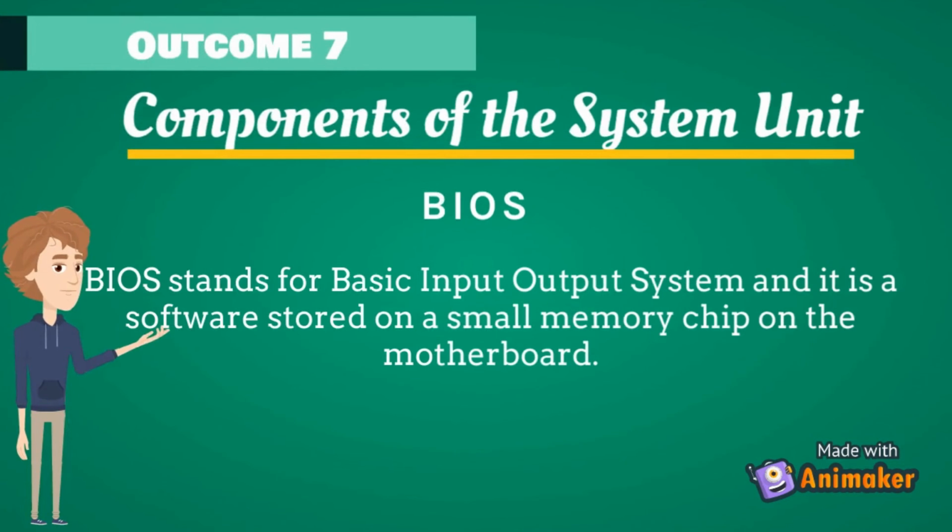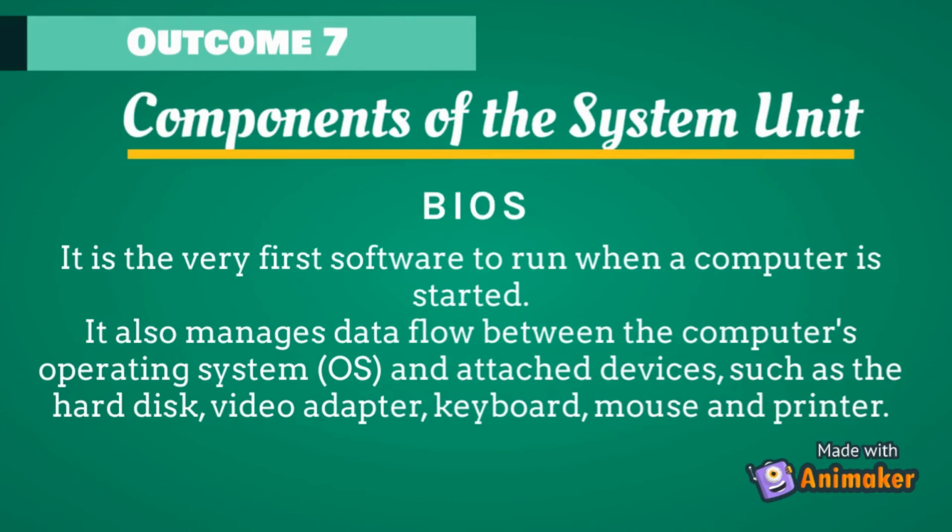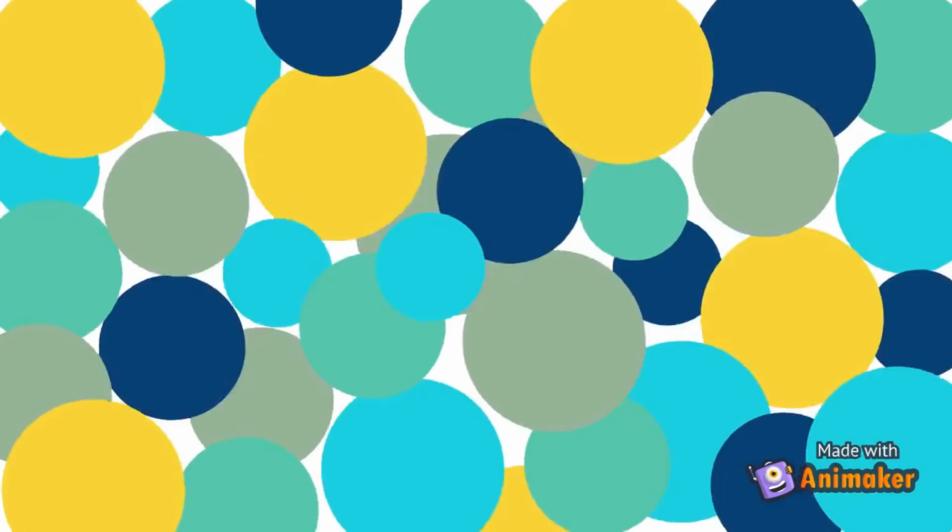The BIOS. BIOS stands for Basic Input-Output System, and it is software stored on a small memory chip on the motherboard. It is the very first software to run when a computer is started. It also manages flow of data between the computer operating system and attached devices such as the hard disk, video adapter, keyboard, mouse, and printer.